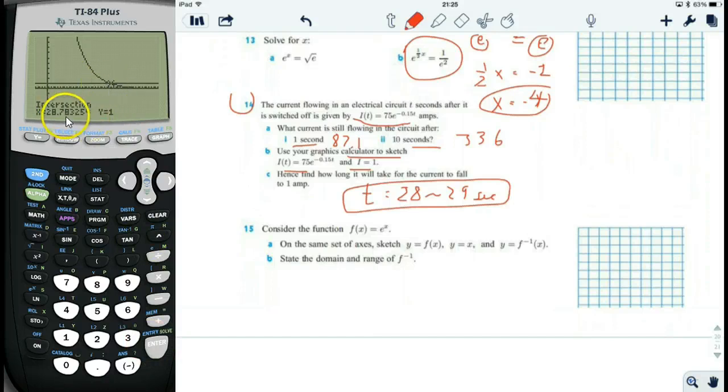So the intersection is x equals 28.78, y equals 1. So do you see how the exact number would be around 28.8? And we had guessed between 28 and 29. So if we use the intersection function, we can find out that it is exactly, or more precisely, 28.8.